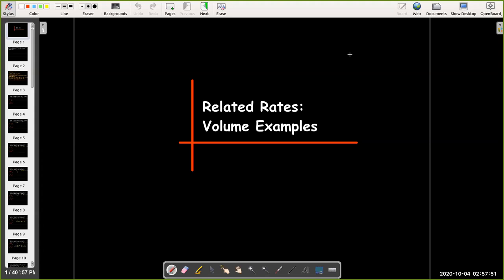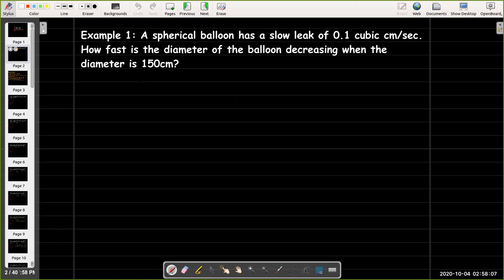In this video, we're going to do our last set of examples for related rates. And these are problems which all involve volume. So our first example, we have a spherical balloon and it has a slow leak. Its volume is changing by 0.1 cubic centimeters every second. And we'd like to know how fast the diameter is changing when the diameter is 150 centimeters.